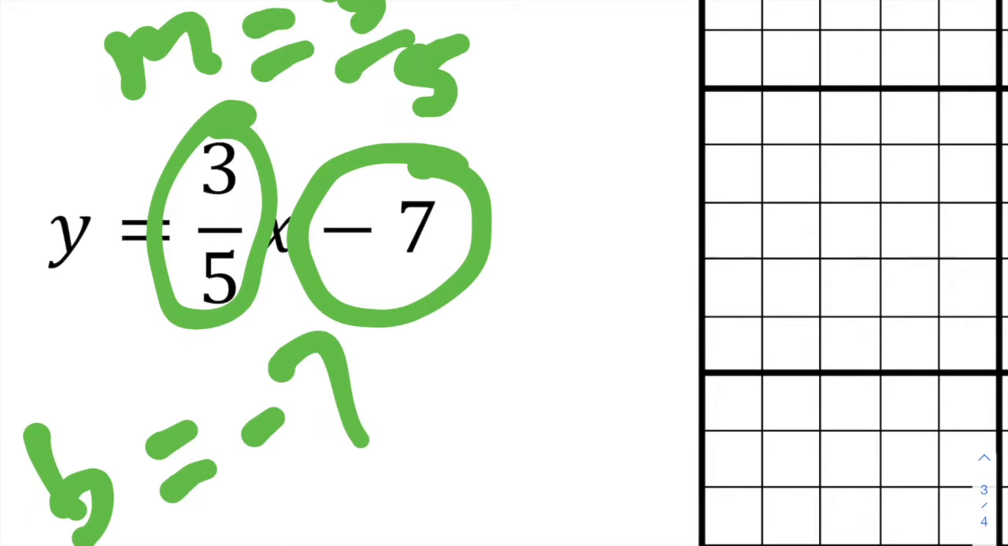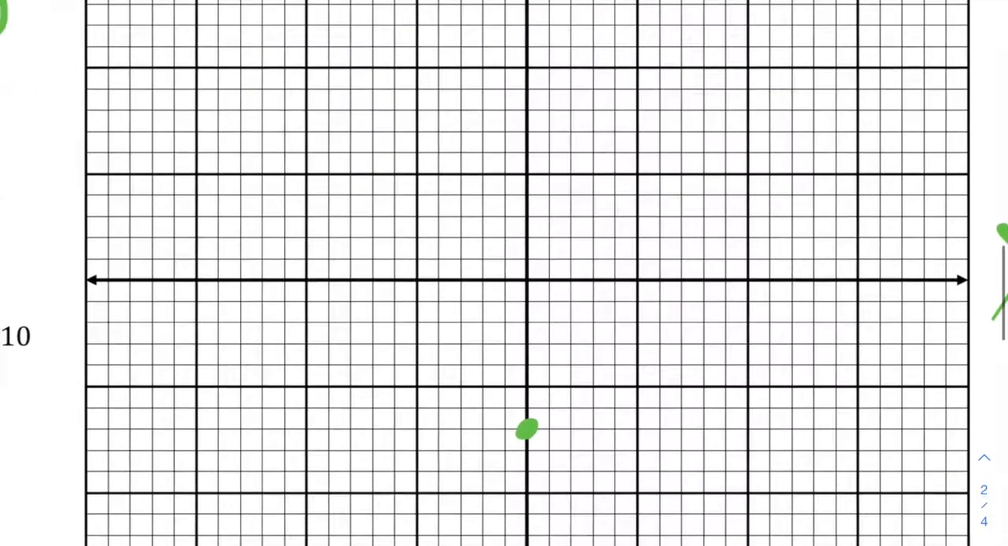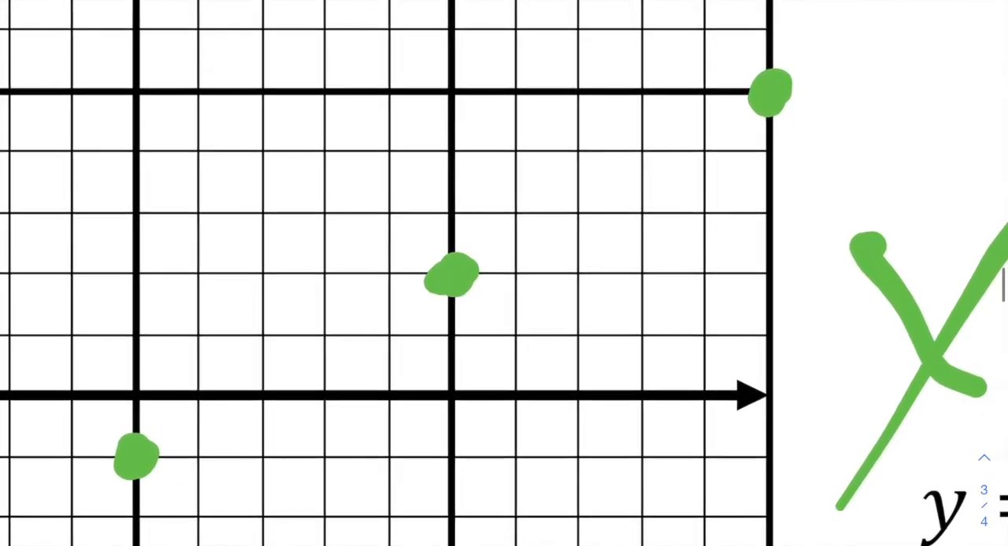Now we'll use m. Go back to where we started on the coordinate plane, back to negative 7. And we'll go 5 to the right and 3 up, and 5 to the right and 3 up, and continue going until we reach the edge of the graph. There we are on the edge of the graph, but we still haven't finished making points. Go back to where we started, go 5 to the left and 3 down.